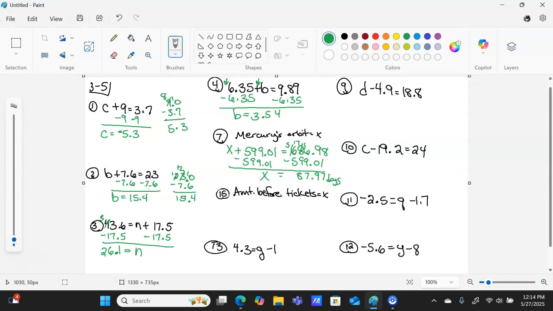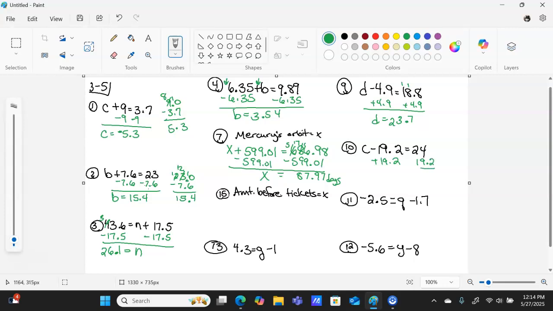So since it's currently a negative 4.9, I'm going to add 4.9 to both sides. And so they're both positive. I can just add them in place. So they're both positive, so add them and keep the sign. And we get 23.7.